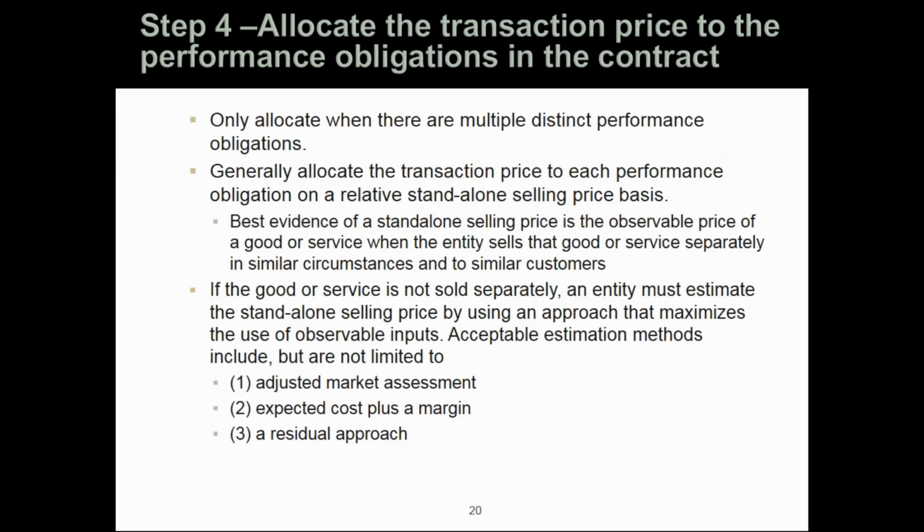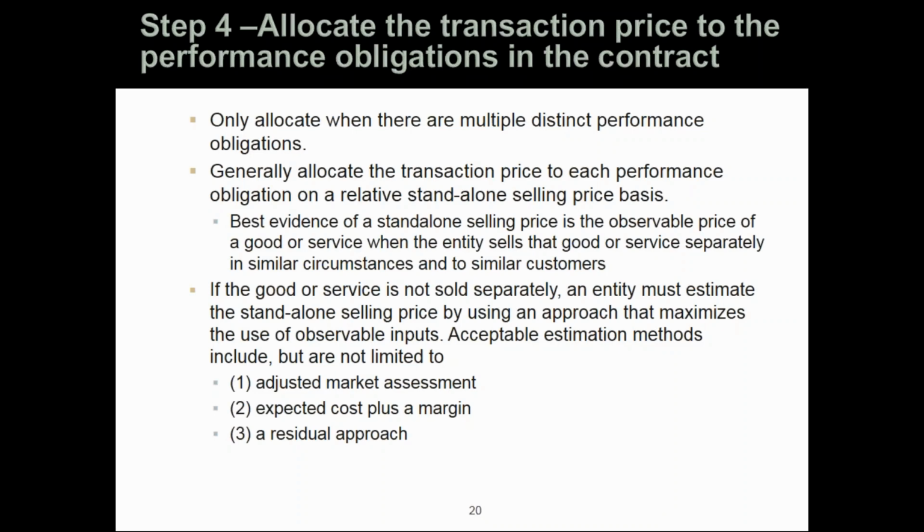Okay, step 4. I think it's important to note that if in step 2 you identify only one performance obligation, then step 4 isn't needed. It's only needed when there are multiple performance obligations identified in the contract. Generally, you'd allocate the transaction price to each performance obligation on a relative standalone selling price basis.